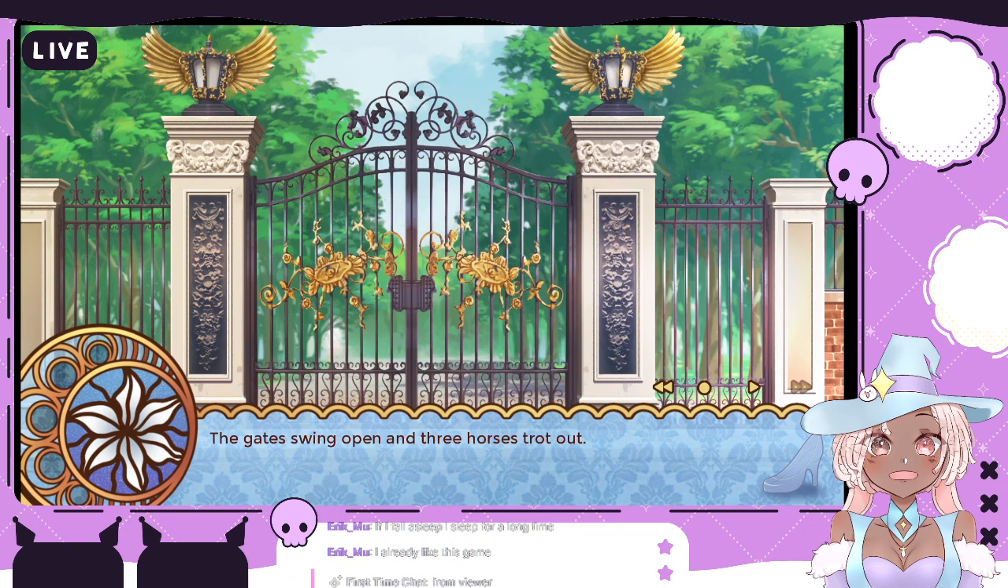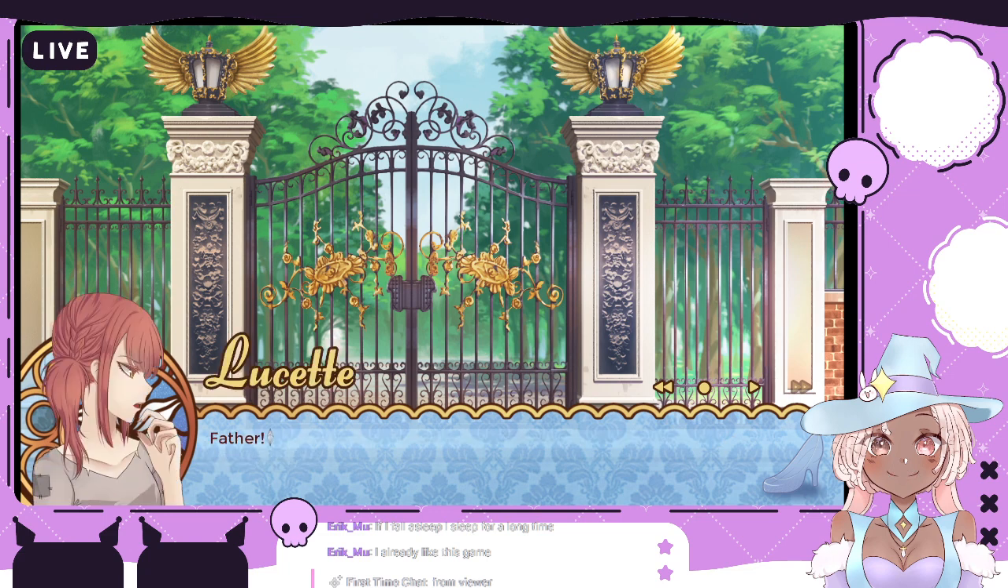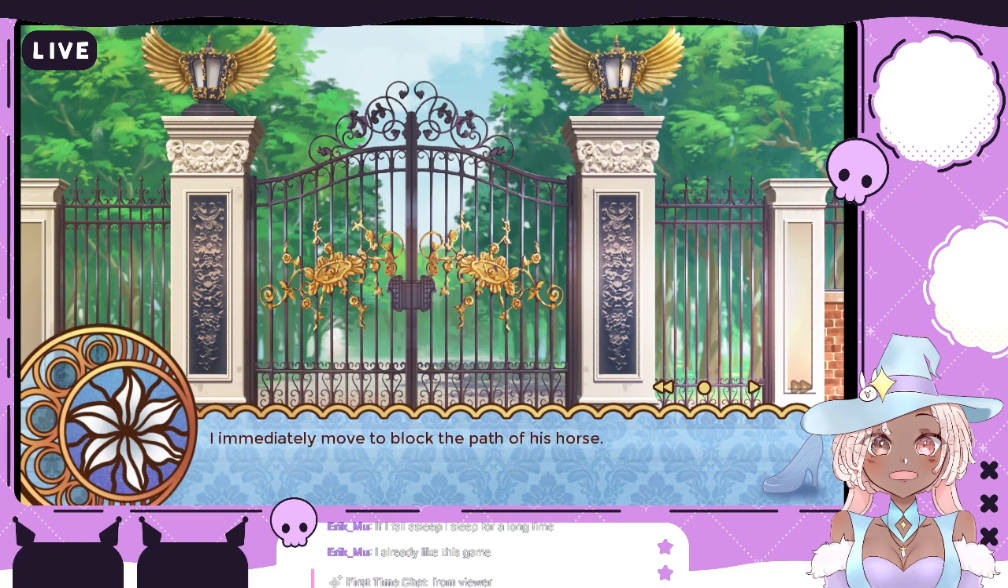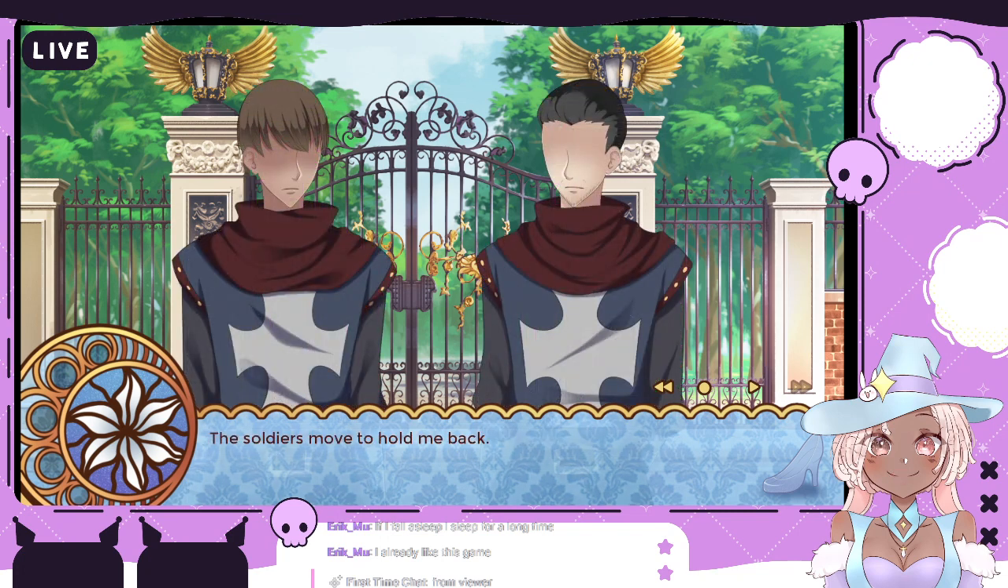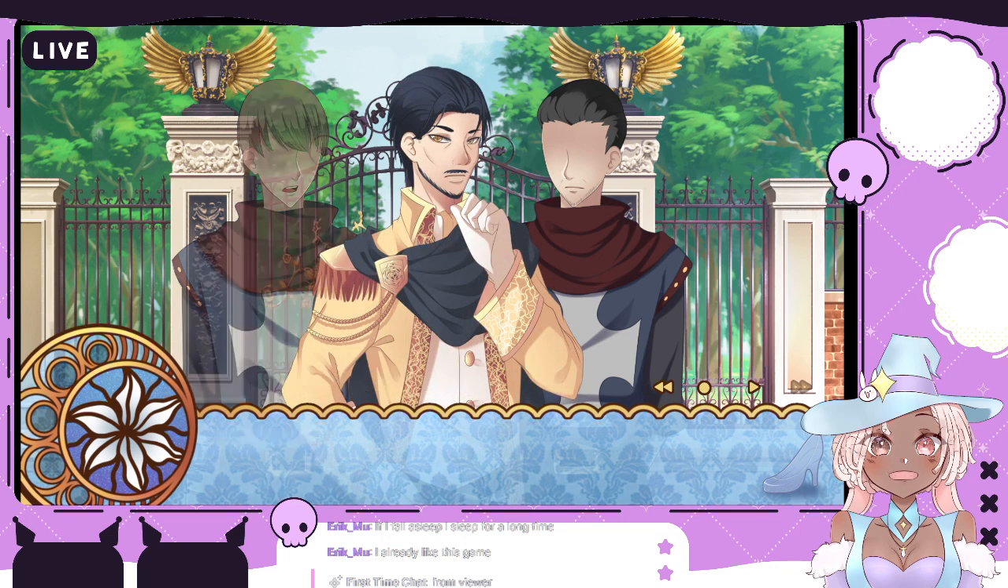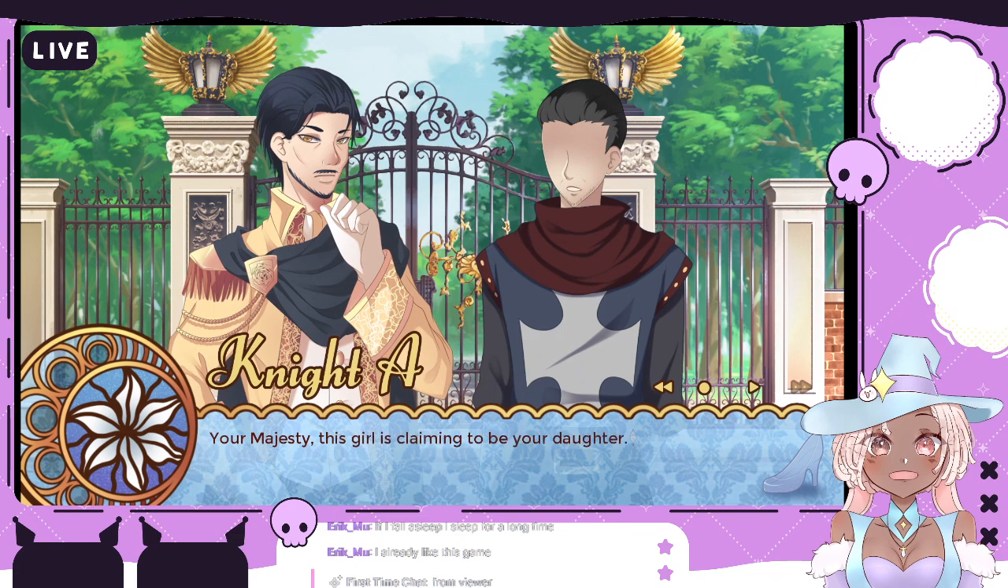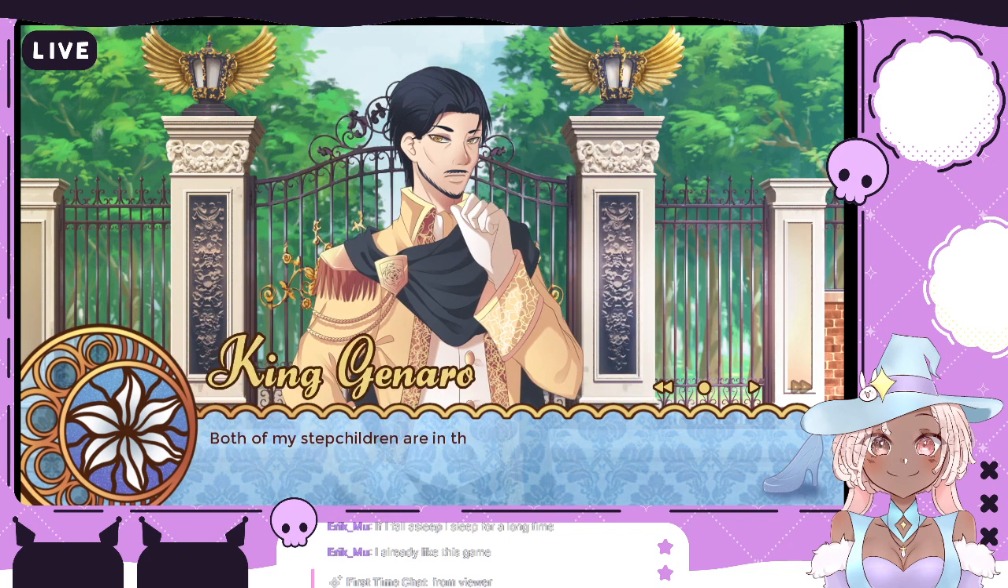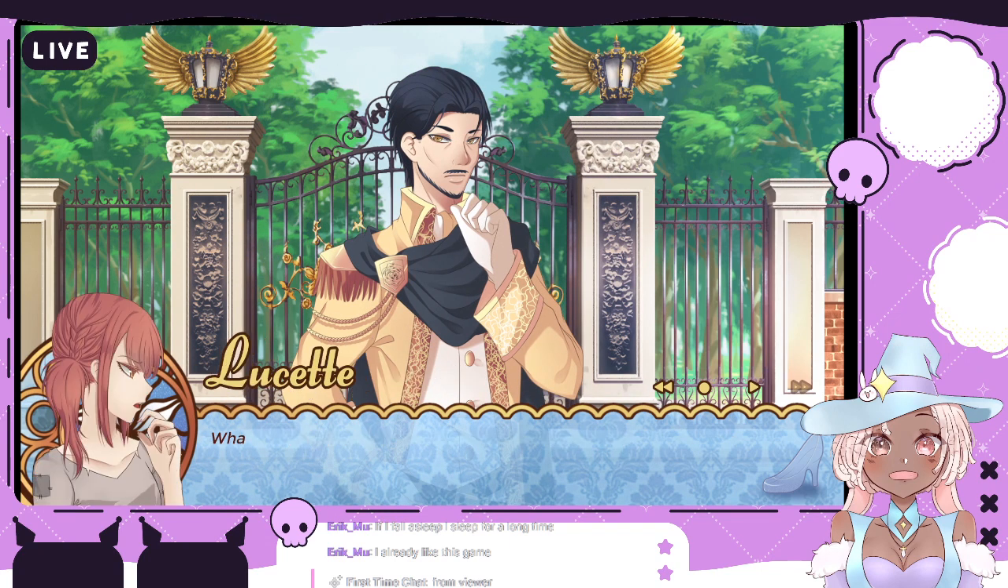Make way for the king. The gates swing open, and three horses trot out. Soldiers ride two of the horses, while the last horse has a different, familiar rider. Father! I immediately move to block the path of his horse. Honey, no. The soldiers move to hold me back. Your Majesty, what is this? Your Majesty, this girl is claiming to be your daughter. Daughter? Both of my stepchildren are in this palace right now. What? Even Father is a part of this?